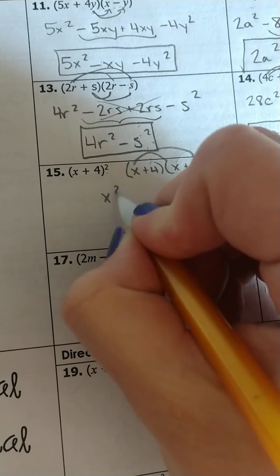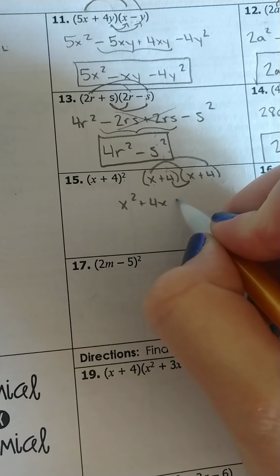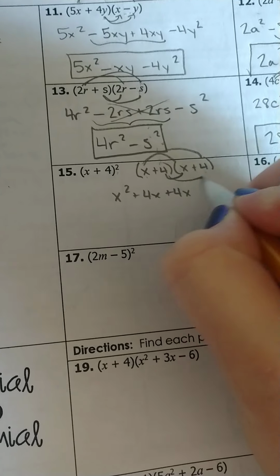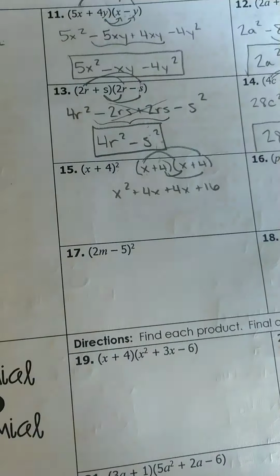X times x is x squared. X times 4 is 4x. 4 times x is 4x. 4 times 4 is 16. Our like terms, x squared plus 8x plus 16. So every time that you see a squared, you are automatically going to write it twice. P minus 7, P minus 7.